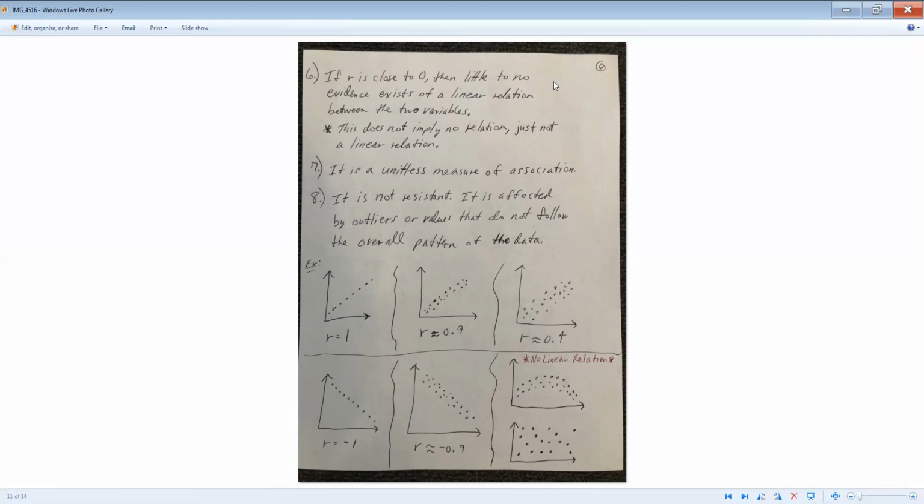Number 7, it is a unitless measure of association. And then number 8, it is not resistant. So in other words, it is affected by outliers or values that do not follow the overall pattern of data.